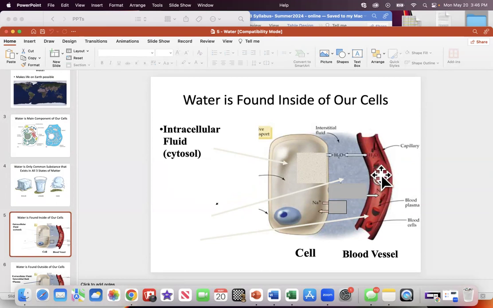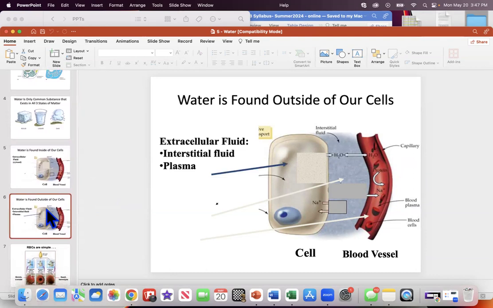Blood has the blood cells and the plasma part. So both of them are outside. If the water stays between the cells, it's called interstitial fluid. If the water stays in the blood, it's called plasma. Both of them are water outside the cell. So outside the cell, we call it extracellular fluid, sometimes ECF, which includes interstitial fluid, that's the liquid between the cells, and also plasma, that's the liquid in the blood.